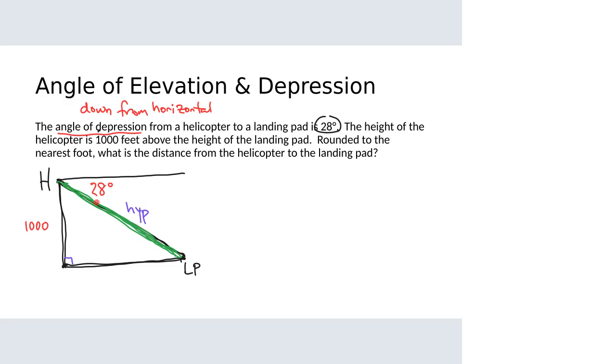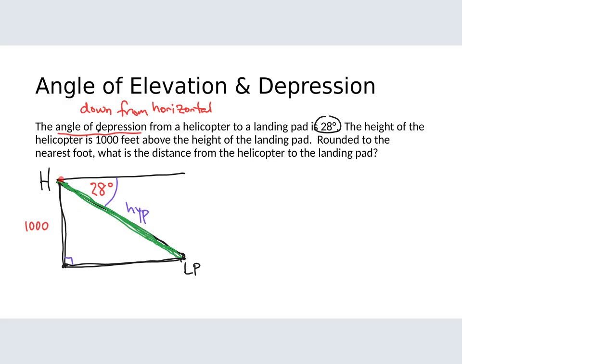This 28-degree angle that they gave me, it's not in my triangle. Well, shoot. How does that help me? Here's how it helps me. These two together, because one of them's horizontal and one of them's vertical, those together make a 90-degree angle. So if this is 28, then I can find out how big this angle is over here. How big is this angle over here? Anybody calculate that for me?